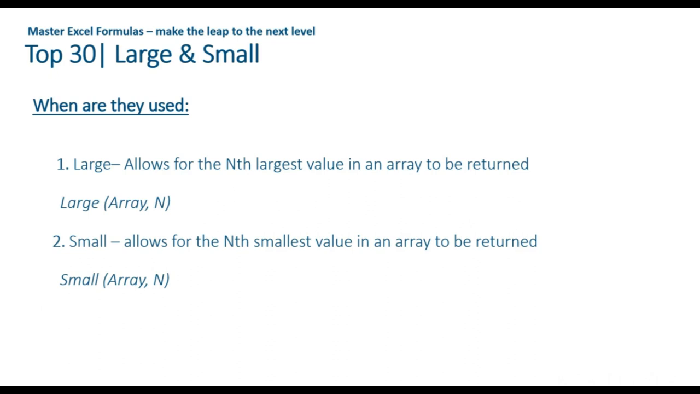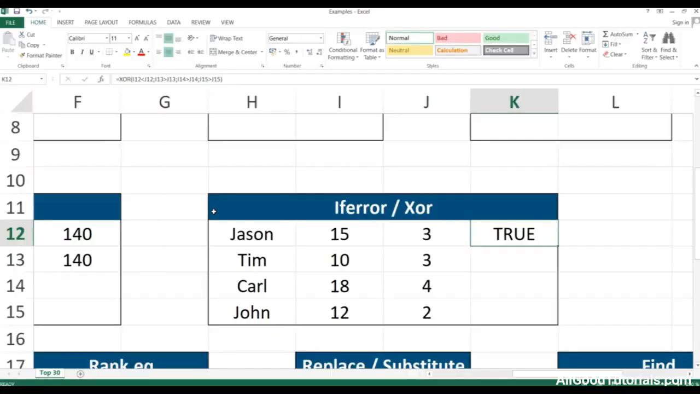The next set of formulas are LARGE and SMALL, very frequently used formulas again, and quite easy really. What LARGE returns is the nth largest value in an array, whereas the SMALL function returns the nth smallest value, and the structure is basically the same. So let me give you the examples here as well.